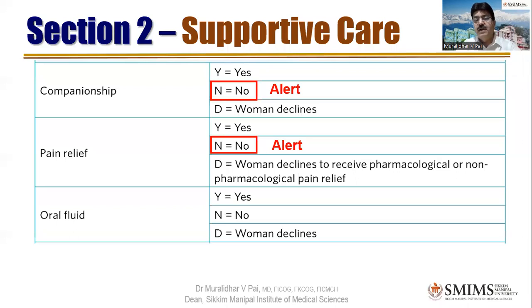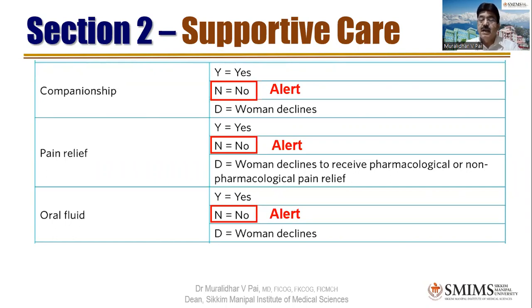Then comes the oral fluid. If she has taken oral fluid, that is Y. N means no, D means decline. What is the alert? If she has not taken any fluid, because you all know she drains a lot. Labor, the name comes because she's really laboring. She's exhausting herself. She will be dehydrated. So enough hydration should be there.